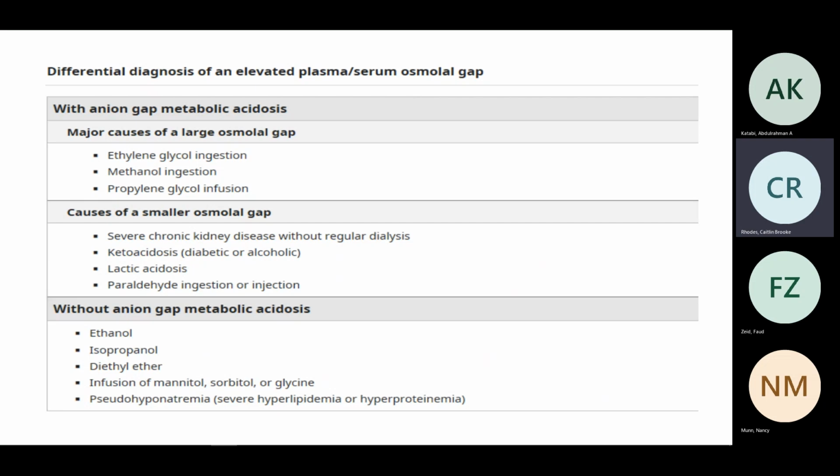drugs can give you a high anion gap and osmolar gap. Ethylene glycol, diethylene glycol, methanol, and propylene glycol can give you a high osmolar gap. Others, as you see, CKD, ketoacidosis, and lactic acidosis can give you an osmolar gap, but usually it's not high. The one that gives you a high osmolar gap without an anion gap metabolic acidosis, and the most important in this, is isopropanol, or isopropyl alcohol. You can see questions about this. So if you have a high osmolar gap and no acidosis, you have to think about isopropyl alcohol overdose.